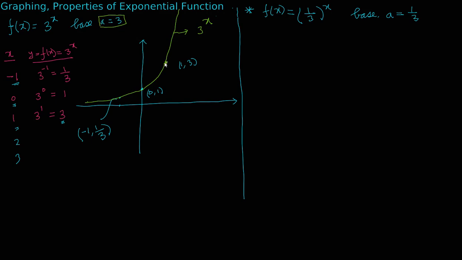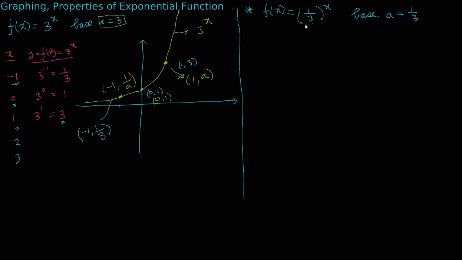Now if a equals 3, what can I say? This particular point is (1, 3), meaning it is a, and this point is (0, 1), so I'm not going to change anything. As you can see, the other point has x-coordinate -1 and y-coordinate 1/3, so I can say it is 1/a. Let's remember this fact. Now let us look at the other graph.